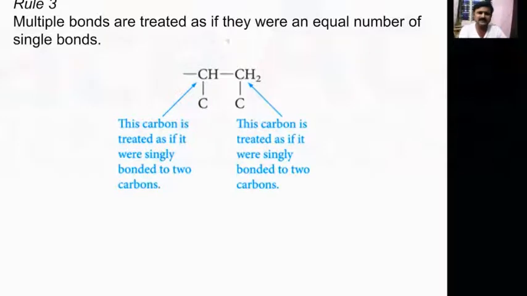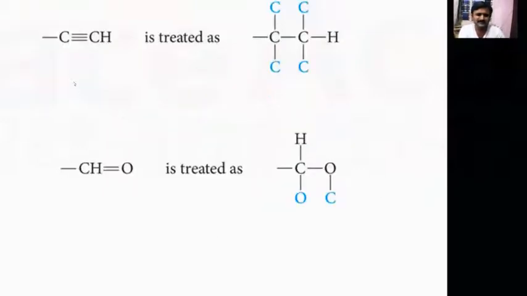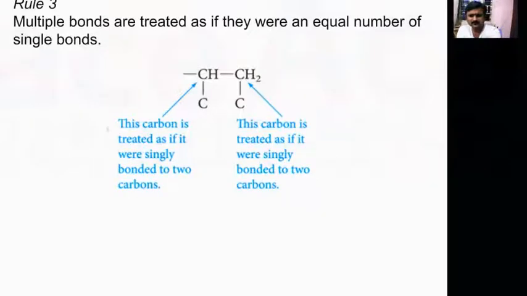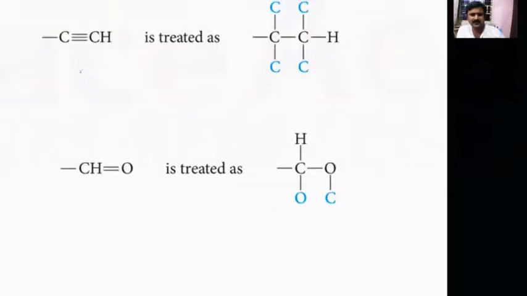See, multiple bonds are treated as if they are an equal number of single bonds. So here, this carbon is treated as if it were singly bonded to two carbon atoms. Another one you see, this carbon is treated as if it were singly bonded to two carbon atoms. The two pictures we have. If you observe this picture correctly, you will come to know that a triple bond between carbons is there, so how are they treated? See, observe.